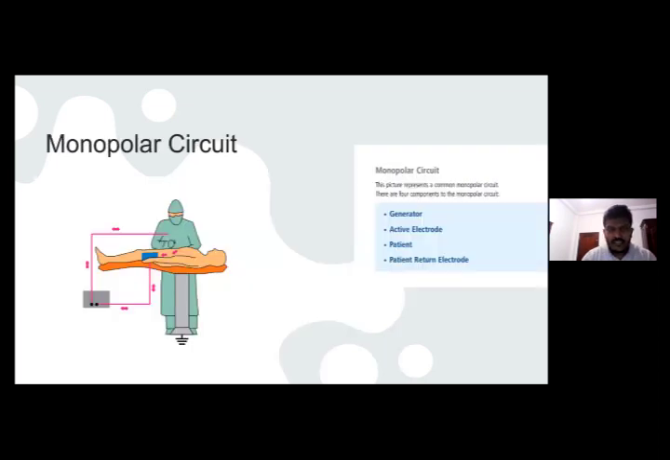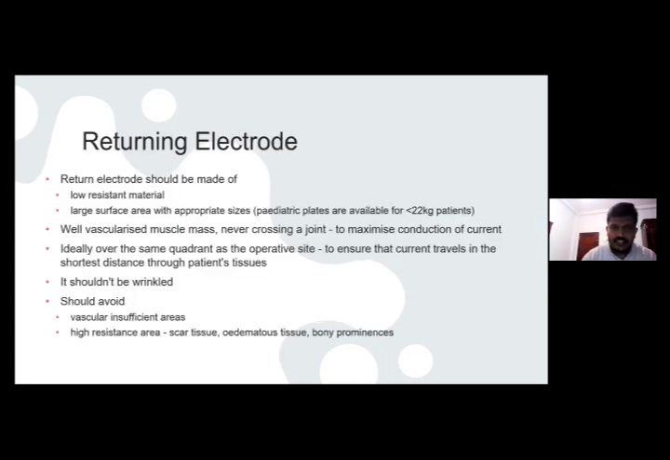When considering diathermy, there are two circuit devices, as we all know: monopolar and bipolar. In monopolar, there is the electrosurgical generator and the active electrode, the current passes through the body, and there is a returning electrode. The return electrode should be made of low resistance material, it should have a large surface area of appropriate size, it should be placed on a well-vascularized muscle mass, and it should not cross a joint.